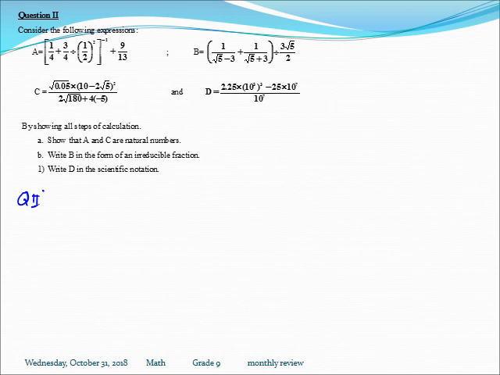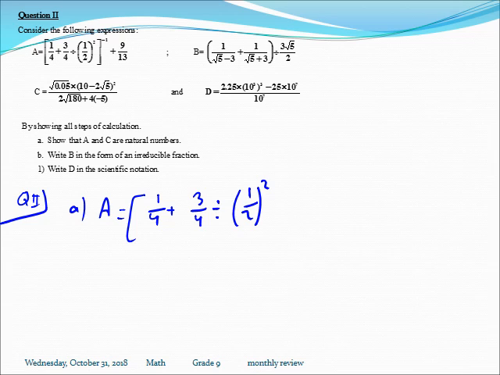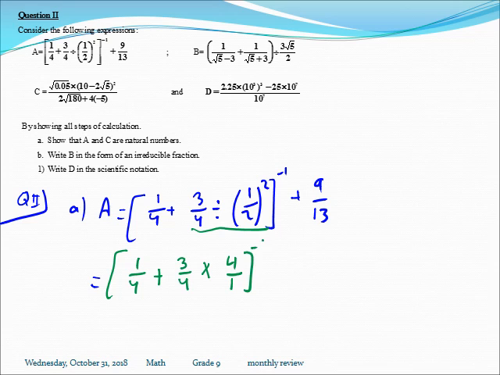Question 2. Part A: show that A and C are natural numbers. A equals (1 over 4 plus 3 over 4 divided by (1 over 2) square) all power minus 1, plus 9 over 13. So it's equal, first, to 1 over 4 plus 3 over 4 times 1 over 2 square, 1 over 4 divided by, times 4 over 1.